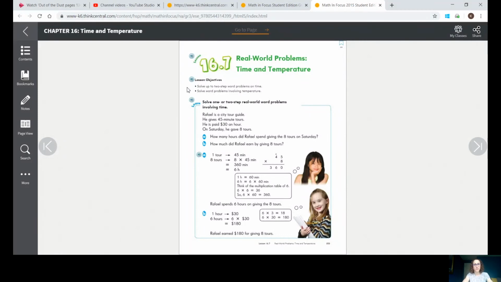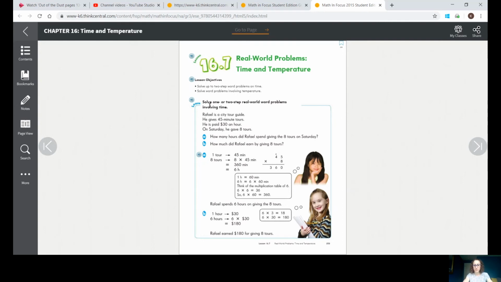Okay, so let's start up here with our objectives. This is what we're going to learn in this lesson today. We're going to solve up to two-step problems on time, and we're going to solve problems involving temperature. Okay, so let's check out this example.